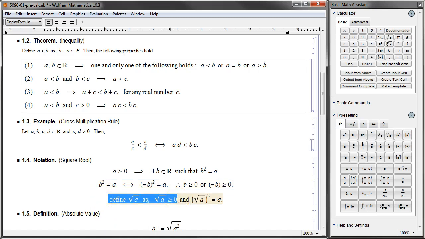So if b is non-negative, then the square root of a is b. If b is negative, then the square root of a will be negative b, so that the square root of a is always non-negative.